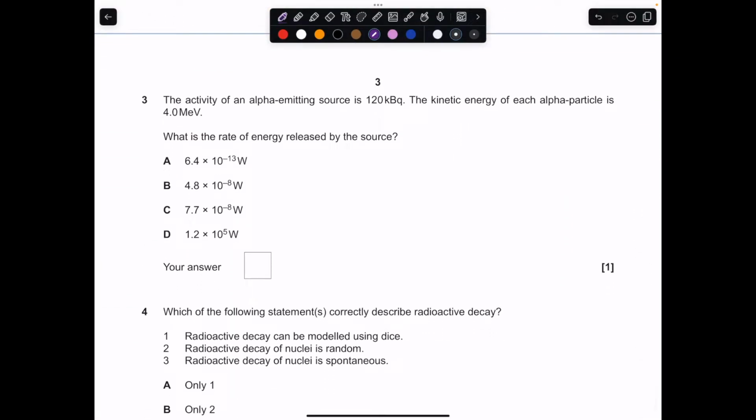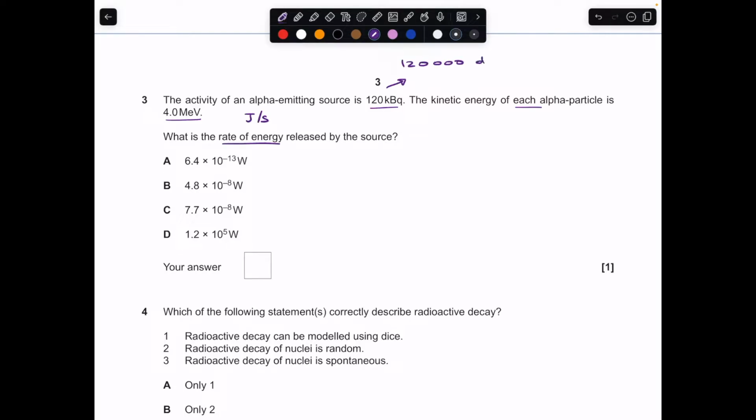For question number 3, we are given that the activity of an alpha-emitting source is 120 kilobecquerels. The kinetic energy of each alpha particle is 4 million electron volts. What is the rate of energy released by the source? So the rate of energy is essentially joules per second, or simply watts.